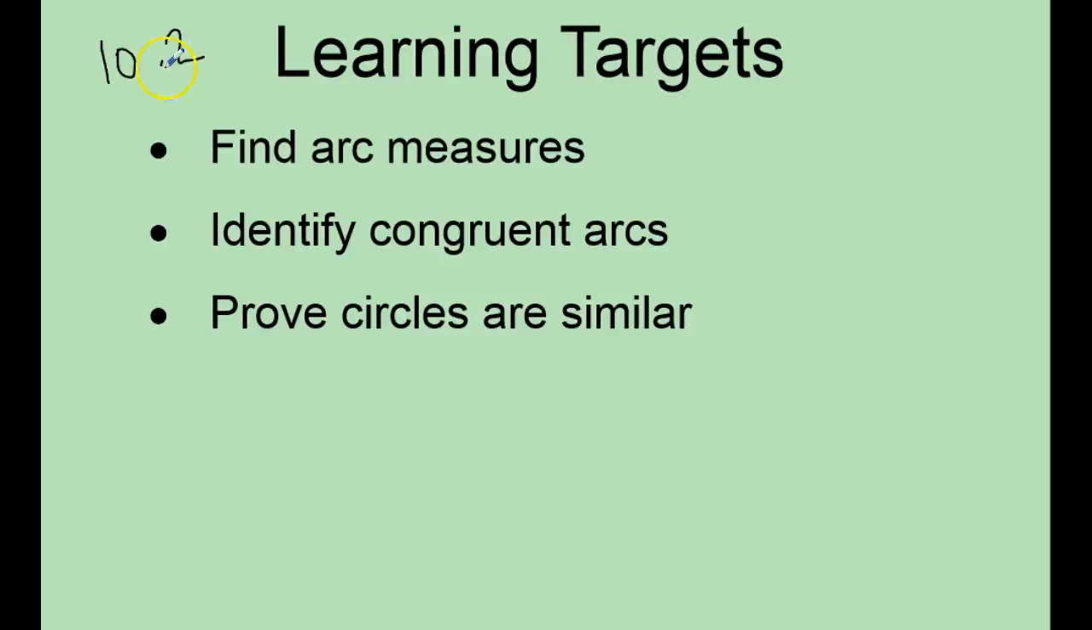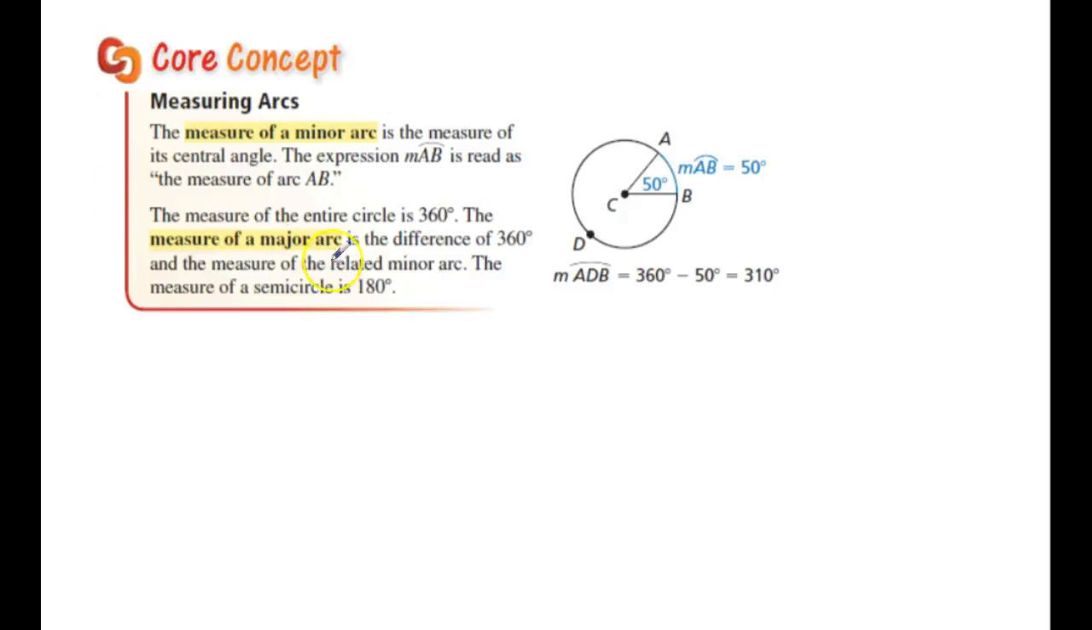Alright, here we're looking at section 10.2, and we're still dealing with circles. For this lesson, we're going to be finding arc measures, then identifying congruent arcs, and thirdly, proving that all circles are similar. So the first thing we have to figure out is what an arc is.